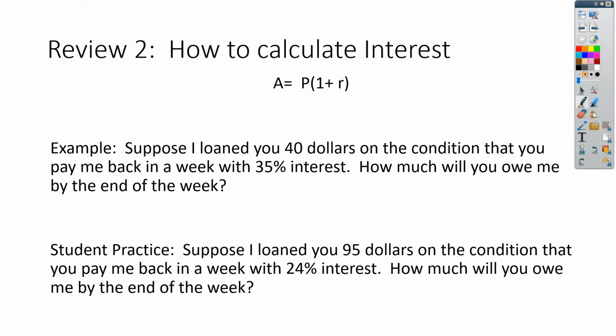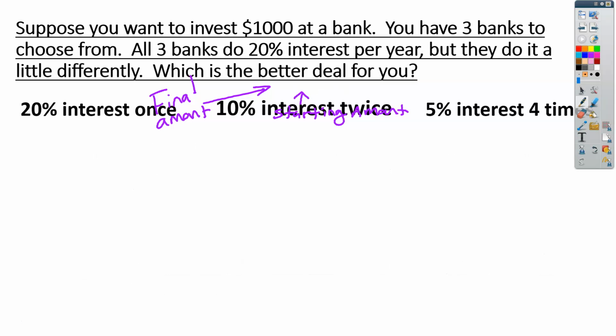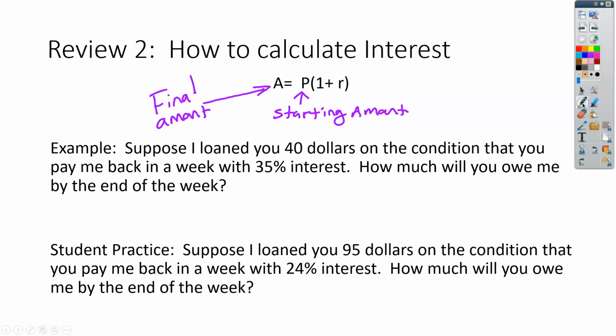Well, we did this before a little bit, okay? The A represents the final amount, and you guys can add these notes on your notes that I printed for you. The A represents the final amount. The P represents the starting amount. And in the world of finance, the starting amount is what they call the principal. So they use the letter P to represent the starting amount.